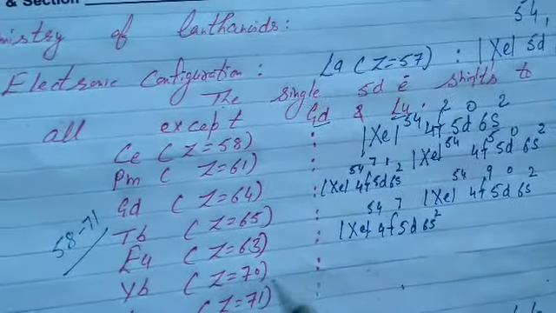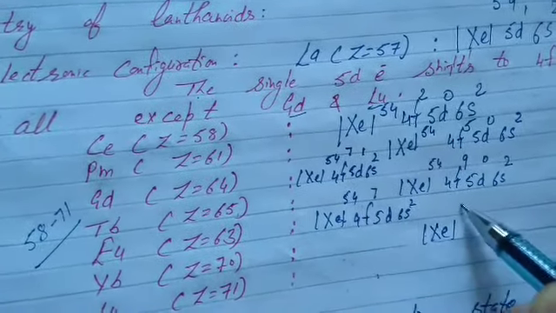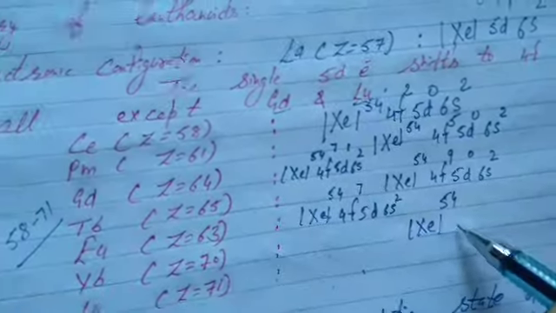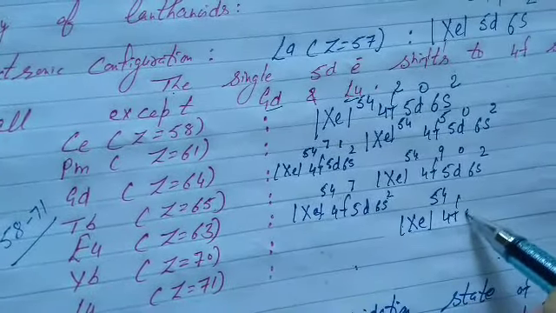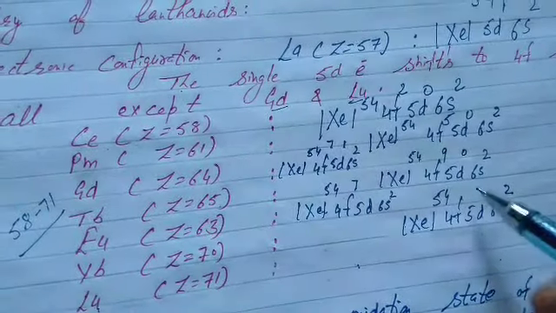Ytterbium. Atomic number 70. Again, at first write noble gas. Then write, I tell you, 4f 5d and 6s2, 56. 70 minus 56, that is 14.